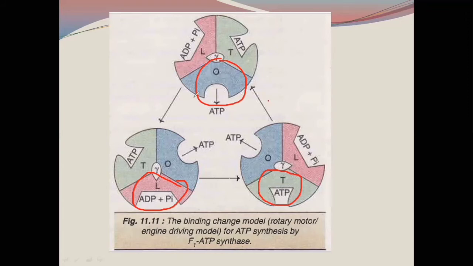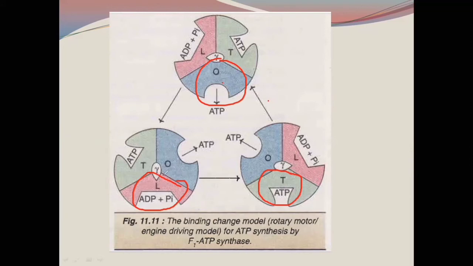Again there will be the rotation. It is converted to a loose form, then rotated again and becomes the tight form, and then the O form, right? So these three conformations are present simultaneously. When these three conformations are present at one time, it means that by these three catalytic units there is synthesis of the ATP through one rotation.